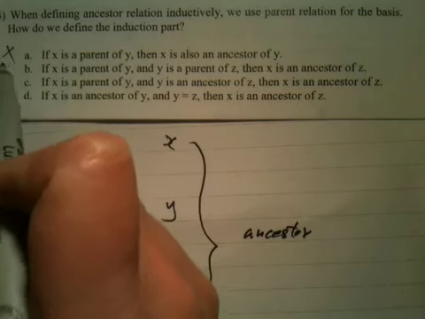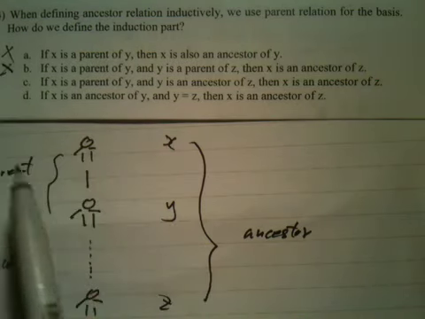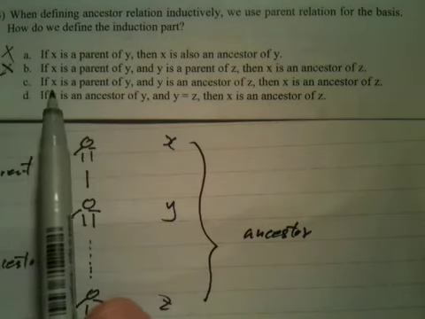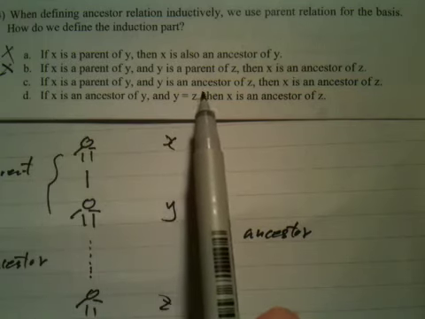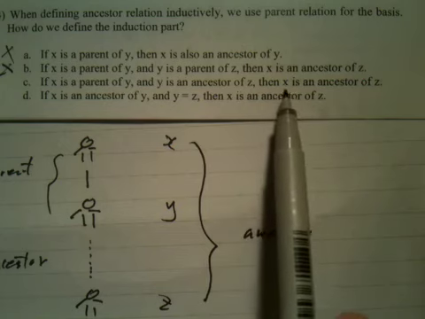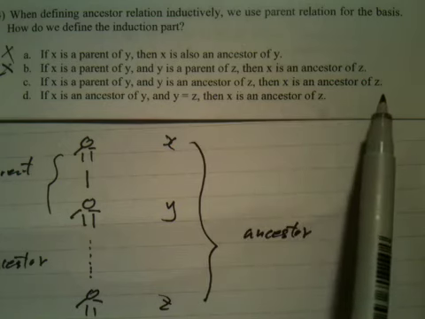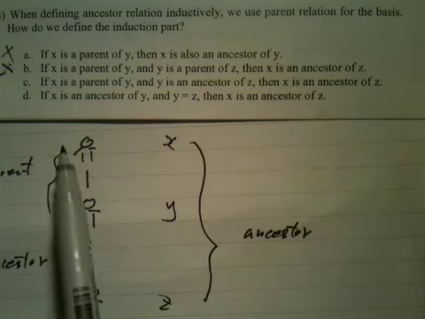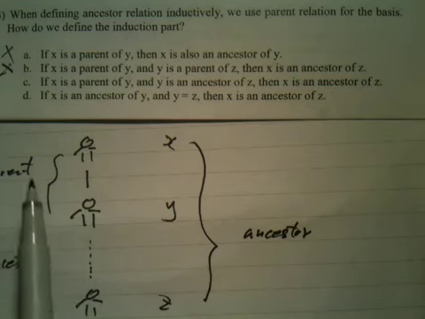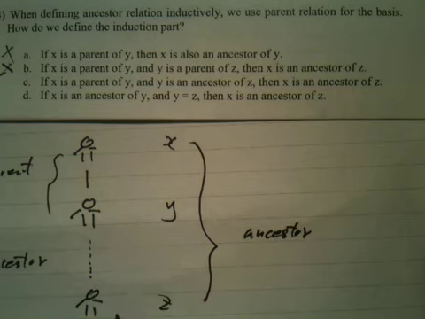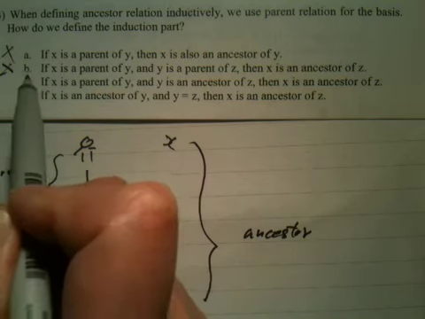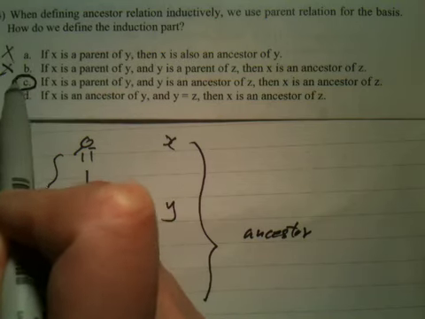It's not an inductive definition. Then the third one: if X is a parent of Y and Y is an ancestor of Z, then X is an ancestor of Z. Look, that is exactly what I'm trying to say here. X is the parent of Y, then we assume Y is an ancestor of Z, then you can conclude X must be an ancestor of Z. So that is the correct answer.